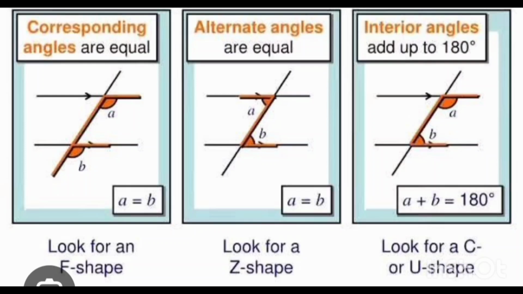Corresponding angles are here in the figure, A and B. Their value is equal to each other. And the second one are alternate angles. They make the figure like the letter Z. Their value is also equal to each other. And in interior angles, they both are on one side of the transversal, and together they make an angle of 180 degrees, which means their sum is equal to 180 degrees. So mainly we have to do the questions based on these three types of angles.